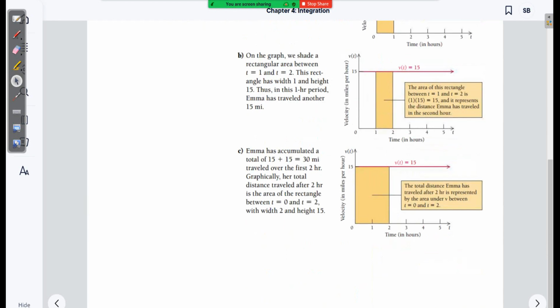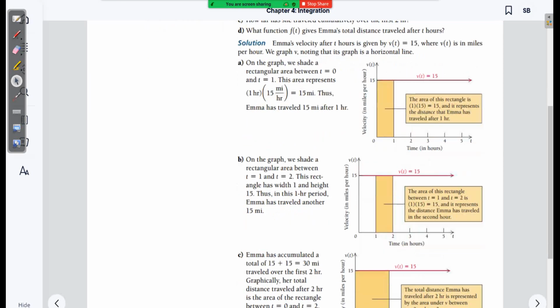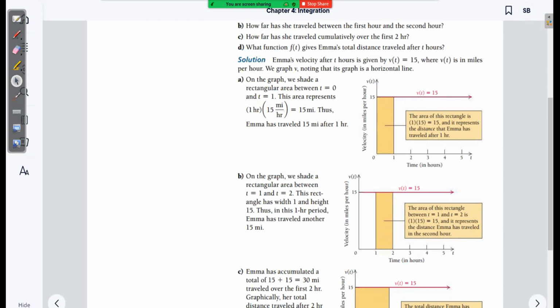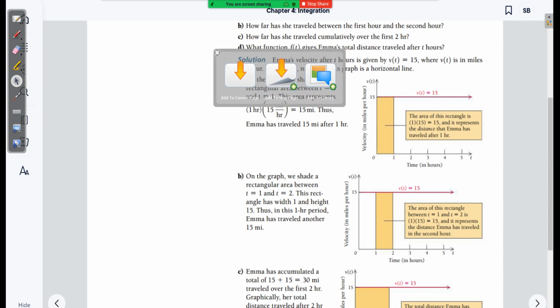Okay, so I'm going to do 1 A, B, C. I'm going to snip these graphs, and then we're going to solve them. So these graphs are pretty handy.